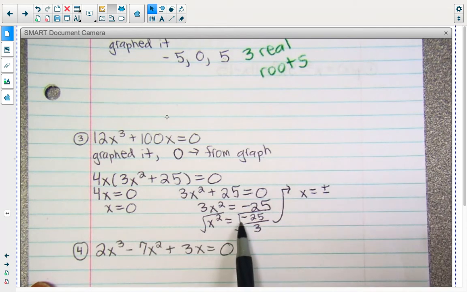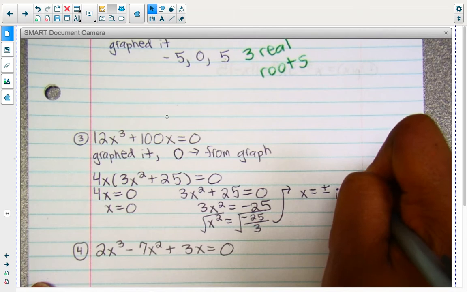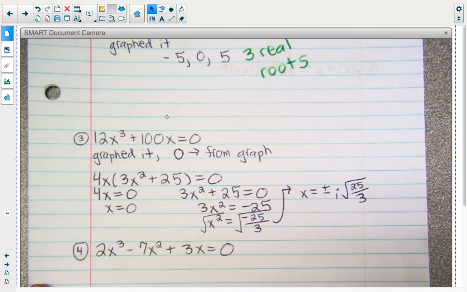I have a negative underneath my square root. That means we need to take out i. So I need to take out an i because I have an imaginary solution. Okay, and we're all done.